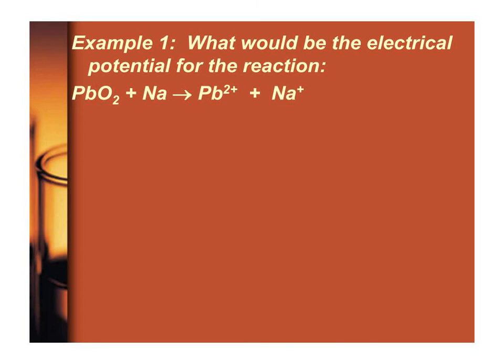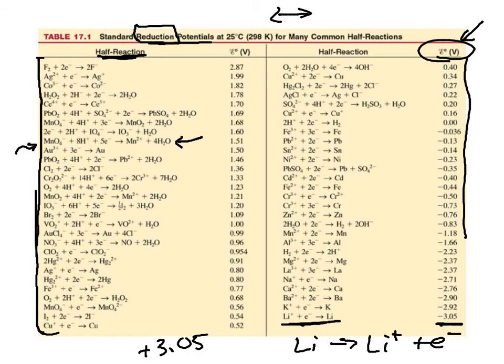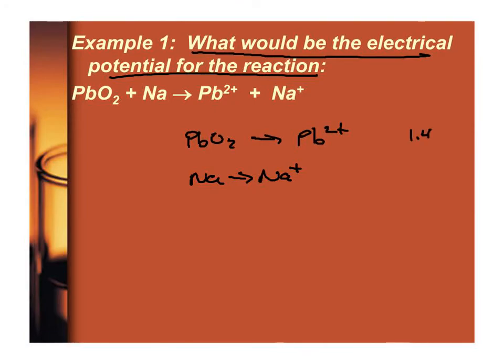Now, let's see if we can figure out what would be the electrical potential for this reaction. Essentially what we've got is PbO2 turning into Pb2+, and we've got Na going to Na+. Guess what I'm going to do? It didn't ask me to balance it, but I want to find from my table PbO2 to Pb2+. I'm looking. You might find it before me. There it is. PbO2 goes to Pb2+. That's 1.46 volts. So I'm going to write 1.46 volts.